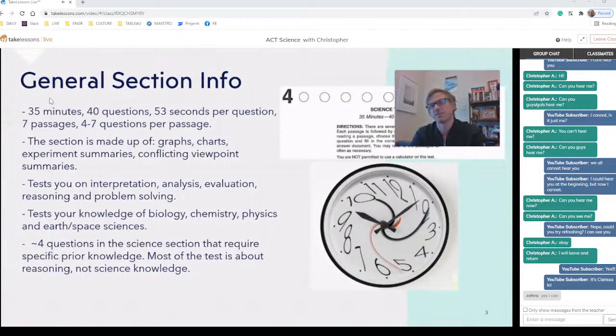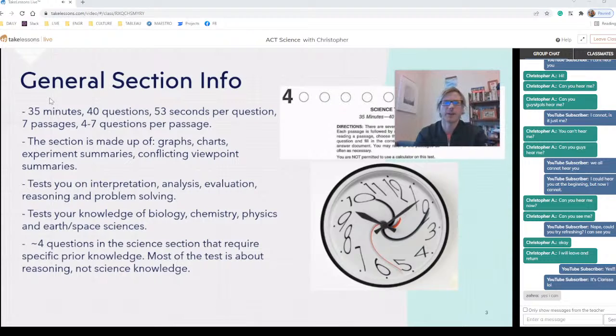There are 7 passages, 4 to 7 questions per passage. In layman's terms, that means don't read the passage first. I mean, for some people that's the right thing to do, but for most people, do read the questions first. Read a question and try to solve it. You don't have much time. Give yourself that focus.